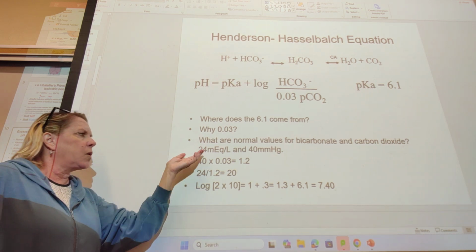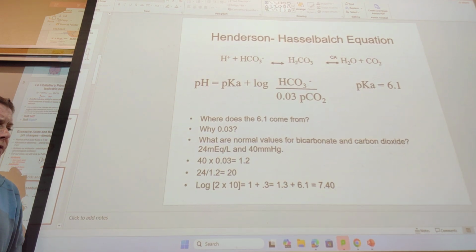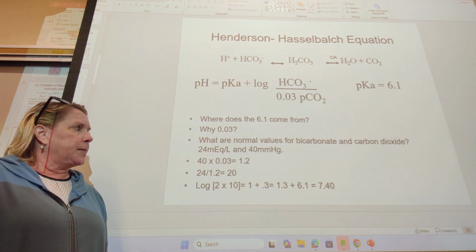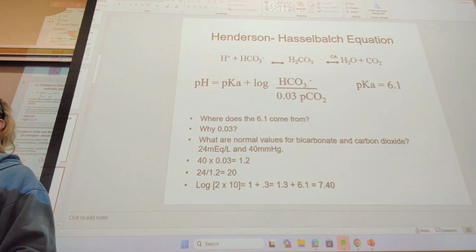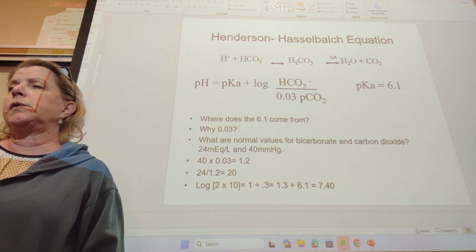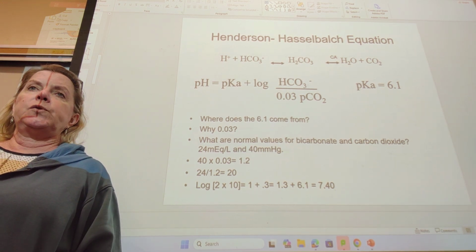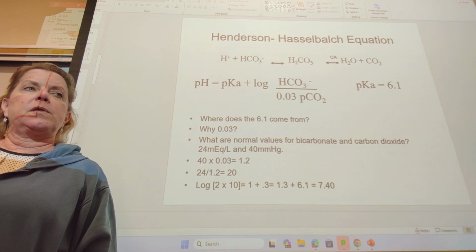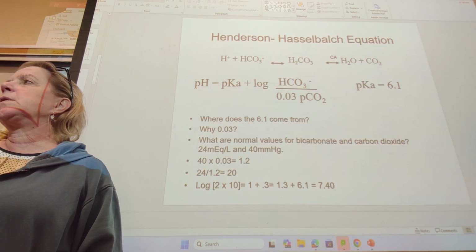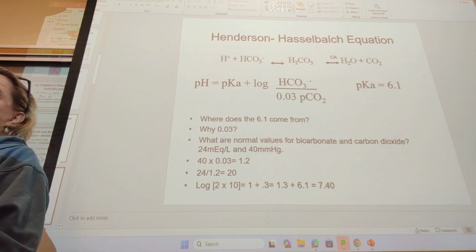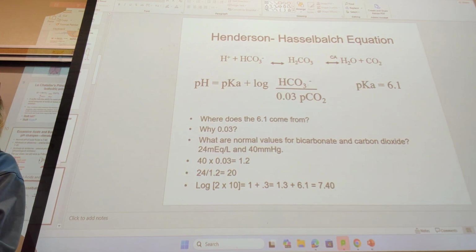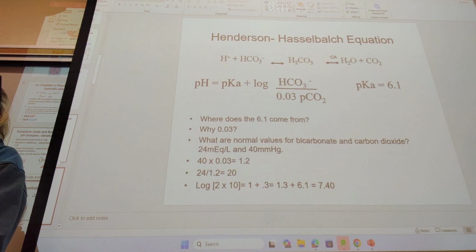So what are the normal values? The normal values for bicarbonate are going to be, the middle of the road is 24 millimolar, but the range is 22 to 26, with the middle being 24. The normal ranges for PCO2, and the P stands for partial pressure, are 35 to 45 millimeters of mercury, the middle range being 40 millimeters of mercury.